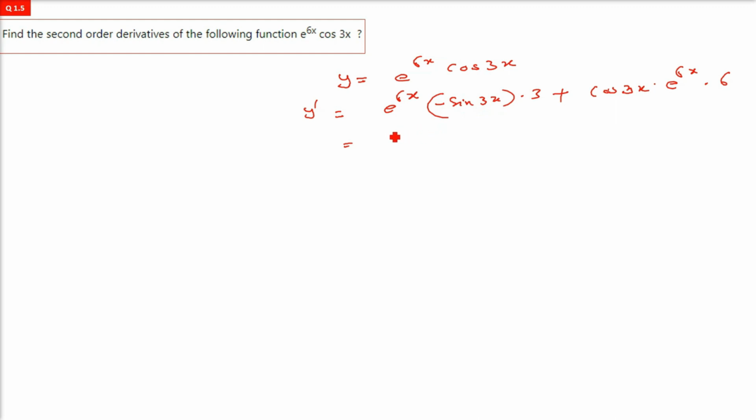We have a negative here and we have 3 here, so put 3 here. e raise 6x will be there and sin 3x. So we have the first term like this. Remember, it is just the first derivative. The second one is 6 e raise 6x cos 3x. So you can match this.